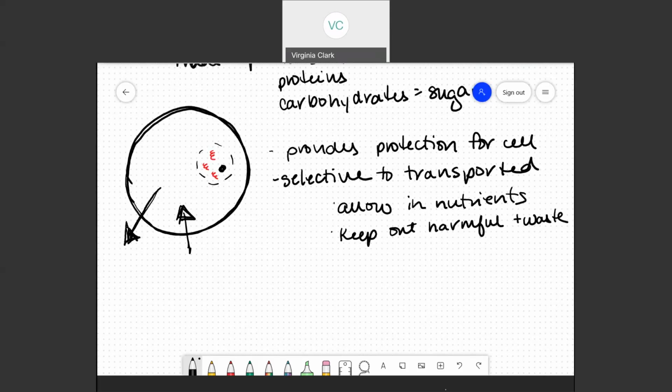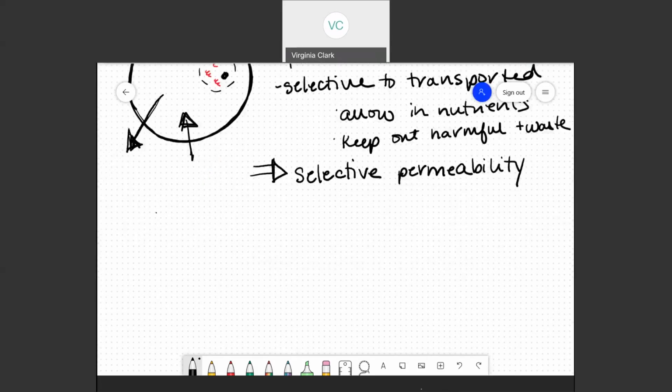Because of these features, your plasma membrane has a feature that is called selective permeability. And so this feature of selective permeability means that some things are allowed in, other things are not, but your cell actually is selective to the things that it will allow to come in. And the way it does this is because your cell has a very unique feature that is called a phospholipid bilayer.